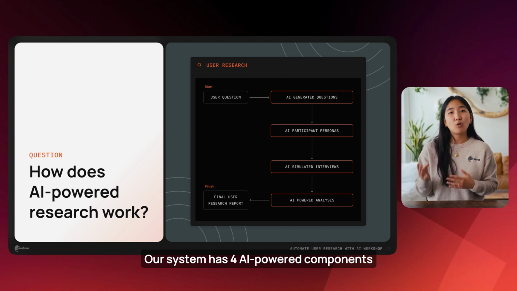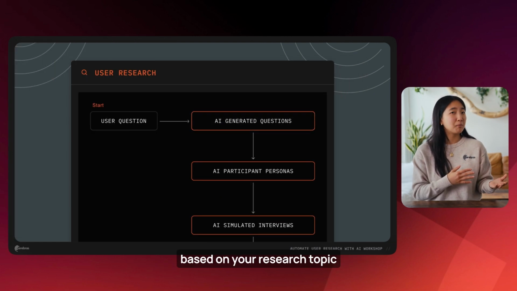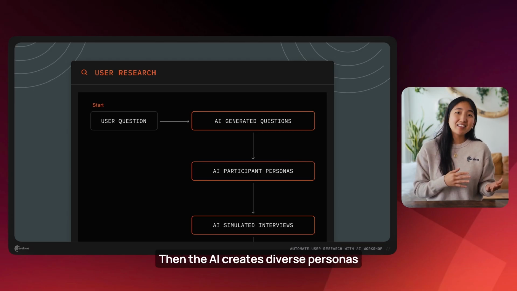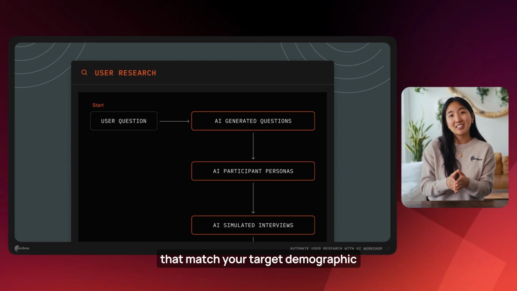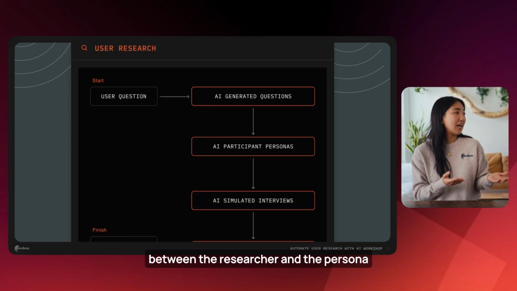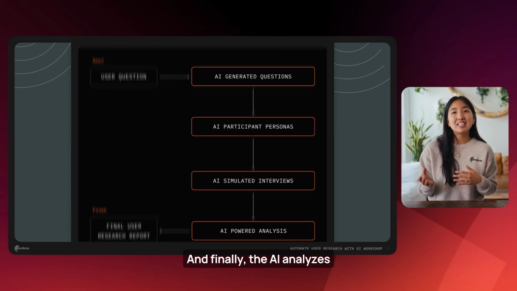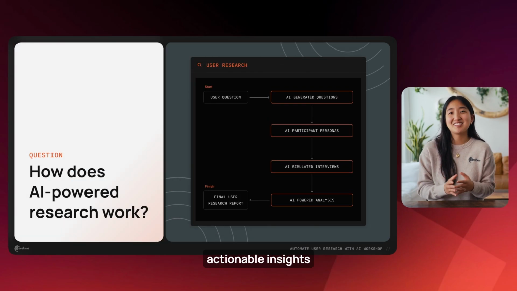Our system has 4 AI-powered components. We AI generate the interview questions based on your research topic. Then, the AI creates diverse personas that match your target demographic. Next, the AI runs simulated interviews between the researcher and the persona. And finally, the AI analyzes all the responses to give you actionable insights.